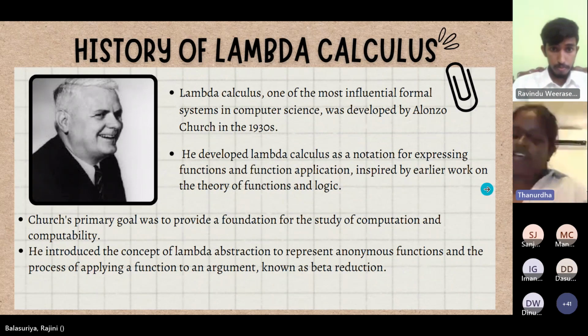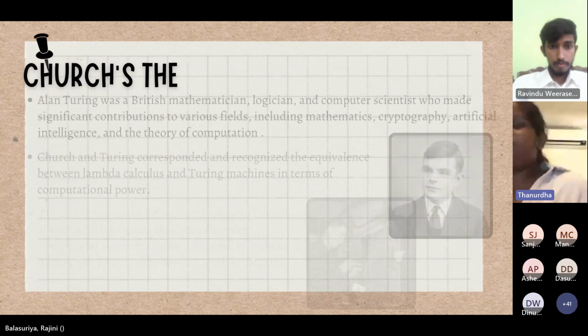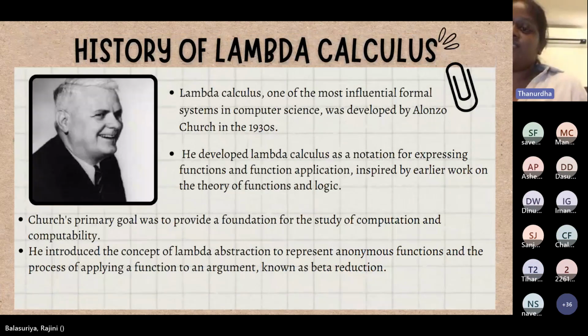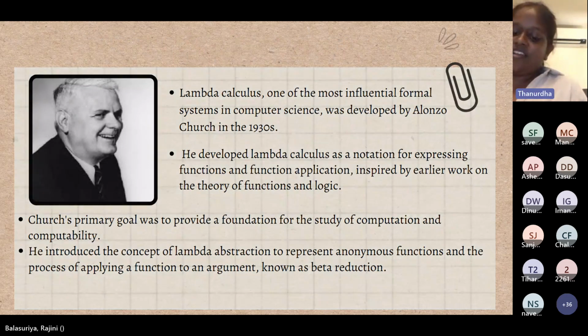So a fun fact, Alonzo Church was actually a PhD supervisor for a very famous person in the computer science field. So can anybody guess who it is? I'll give you all a small hint. He was actually the father of modern computer science. Can anybody guess? Alan Turing. Yes, Mihan, Alan Turing.